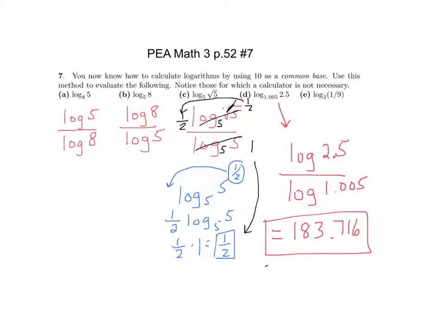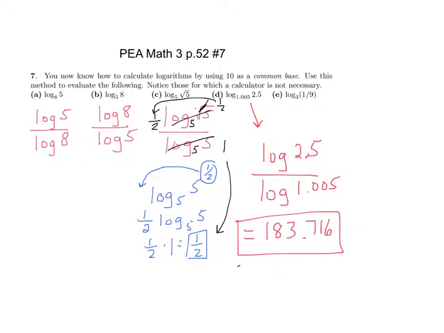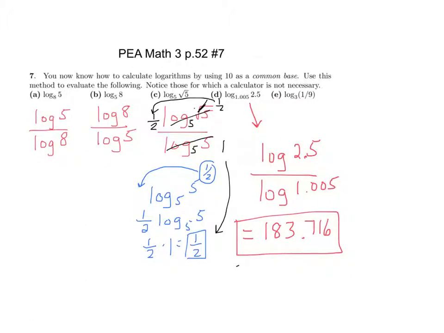All right, last one. Initially, what do you think? Do we need a calculator, or do we not? So we're seeing a 3 and a 9. What does that tell you? What base are we probably going to use? Base 3. So a couple ways you could do this one.